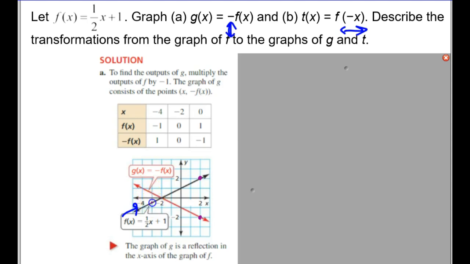If I looked at this original point, it's 1/2 of a unit down, so my new point will be 1/2 of a unit up. That's another way that I can reflect it. Okay, so now let's look at our second piece.